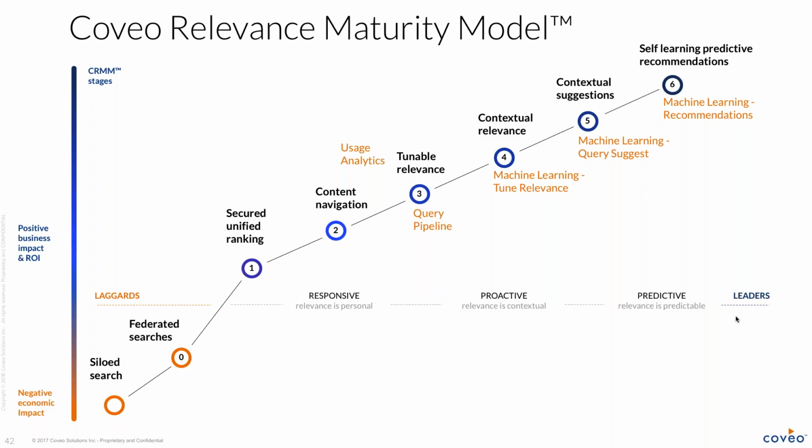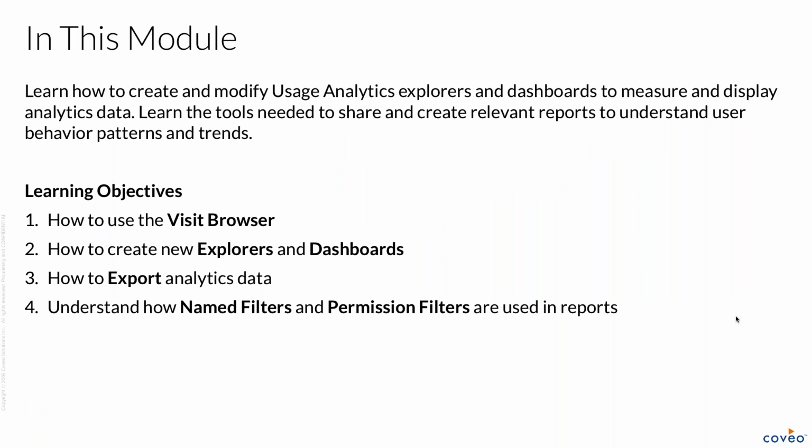So where we are on the relevancy maturity model: we're getting started. Now that we have a good grasp of the fundamental concept behind usage analytics and how we can leverage it, it's time to start building reports. We have our content navigation, we have all of these events, and now we want to learn more about what our users are doing. So in this module, I'll show you how to build and modify Usage Analytics Explorer data and dashboards.